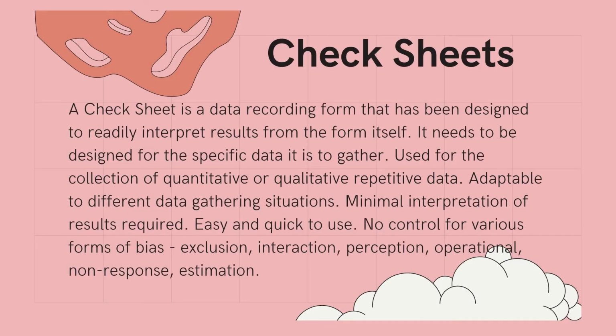Check sheets. A check sheet is a data recording form that has been designed to readily interpret results from the form itself. It needs to be designed for the specific data it is to gather, used for the collection of quantitative or qualitative repetitive data. Adaptable to different data gathering situations. Minimal interpretation of results required. Easy and quick to use. No control for various forms of bias, exclusion, interaction, perception, operational, non-response, estimation.